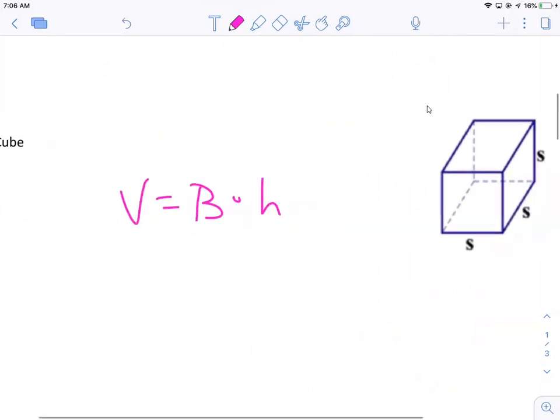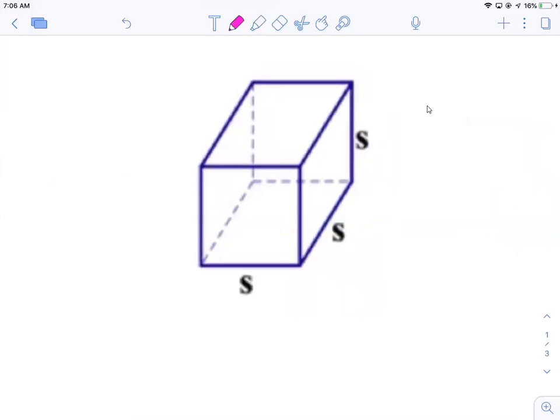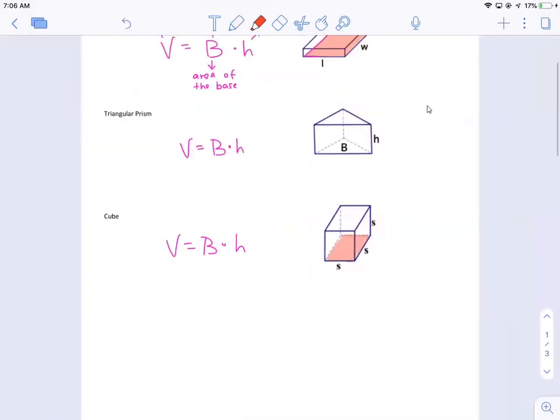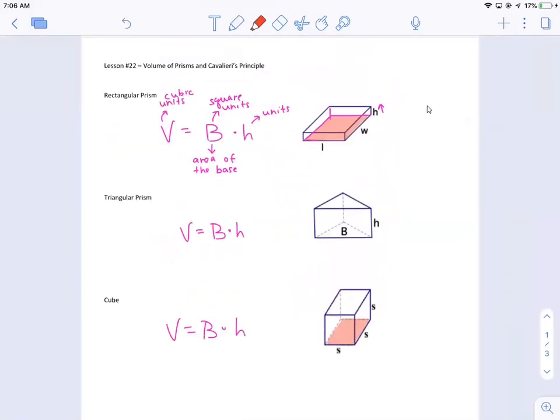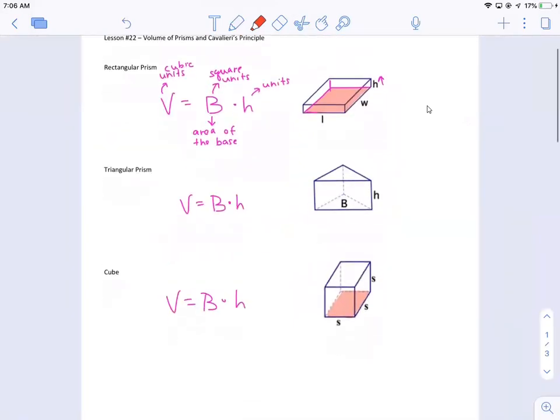Same thing for a cube, right? For a cube, we know the volume is side times side times side, right? But if we look at that base, right, the area of that base is side times side, right? So times the height is side of it. So that is how we're going to find the volume of things like prisms.